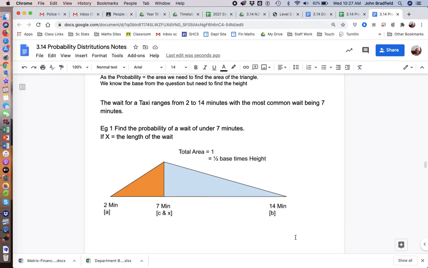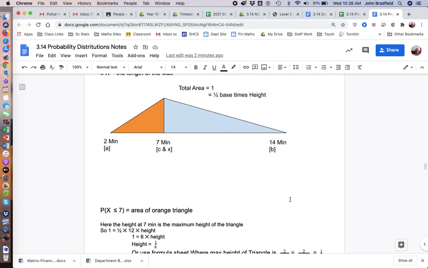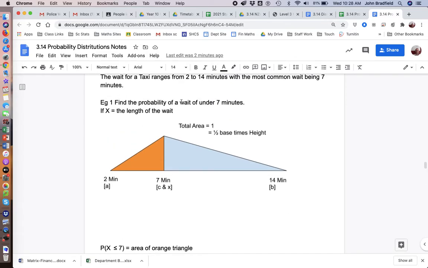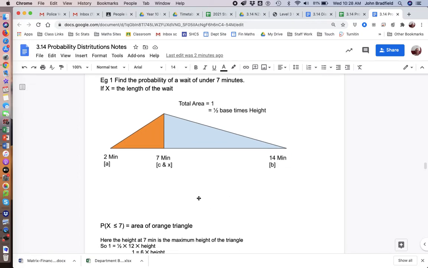The total area for a triangle hasn't changed. It's half base times height, but it's also 1 because it's covering all probabilities. So we can therefore use that the area is always 1. So what changes is the base and the height. But when you multiply them together and halve them, it always equals 1. So we can work out, here we want to find the probability of a wait being under 7 minutes. Well, 7 happens to be the mode, and it's quite common that it comes up this way.